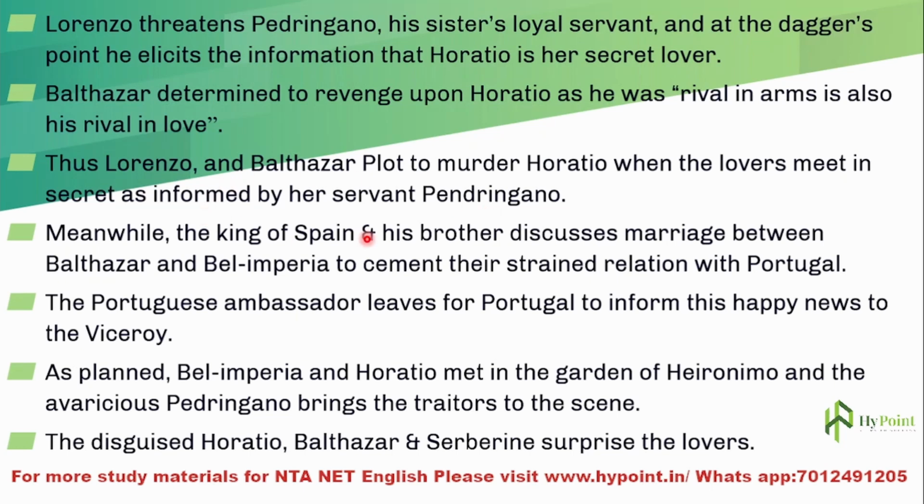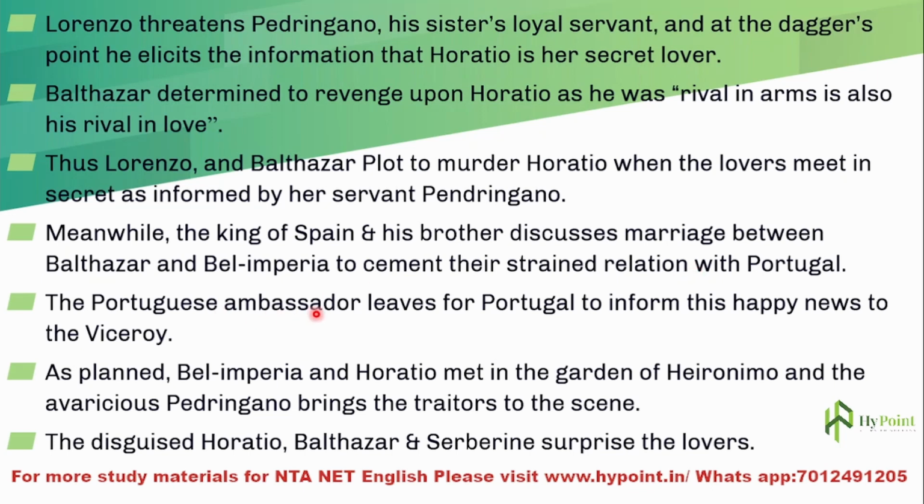Meanwhile, the King of Spain and his brother discuss marriage between Balthazar and Bellimperia. The King of Spain and his brother, meaning Lorenzo and Bellimperia's father, discuss a marriage alliance between Balthazar and Bellimperia that will be fruitful for peace between Portugal and Spain as well. They were discussing the marriage in order to cement their strained relation with Portugal. The relationship between Spain and Portugal was never peaceful. So in order to cement the strained relationship between these two countries, they thought of marriage between Balthazar and Bellimperia, and they already must have known that Balthazar is in love with Bellimperia, and they found them a suitable couple.